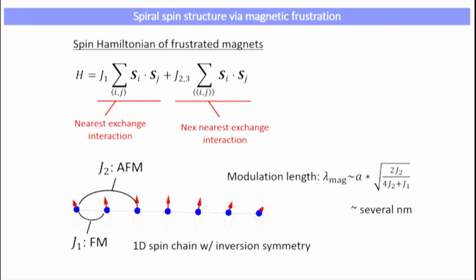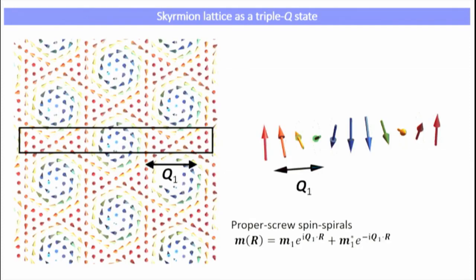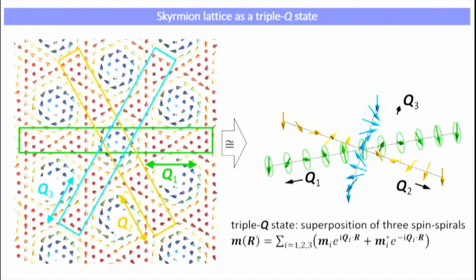So several nanometers of the modulation wavelength is possible. So generalization into the two-dimensional system is straightforward. As you look closely at the spin configuration of a Skyrmion, you can see that in some direction it has the spiral configuration as shown here. And due to the threefold rotational symmetry of the Skyrmion lattice, there are also spiral configurations for different axes, 120 degrees from each other.